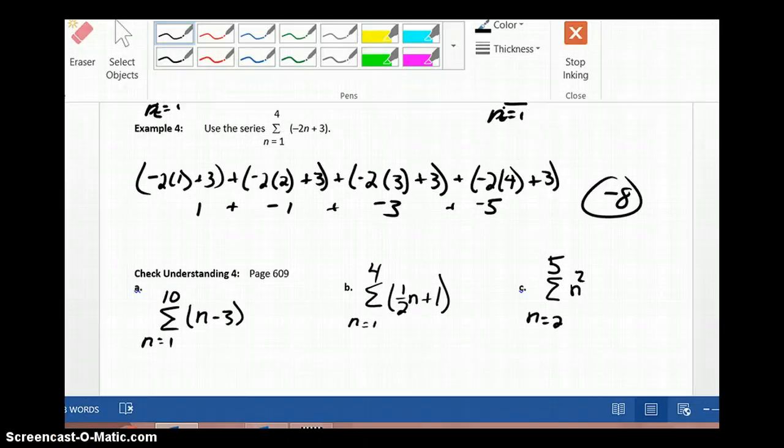Example 4 says evaluate the series, the sum of negative 2n plus 3 from 1 to 4. So I'm just going to write it out: negative 2, then I put the 1, because that's my first term, plus 3. And then I'm going to go up the succeeding numbers, 2, 3, and 4, and just put them in for n. I will simplify them, so the first group I get a 1, the second group a negative 1, the third negative 3, and the last one is negative 5. Add them up, I get a negative 8. So the sum of that series is negative 8.